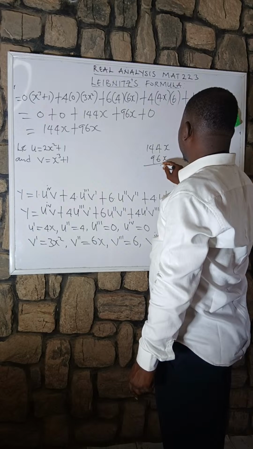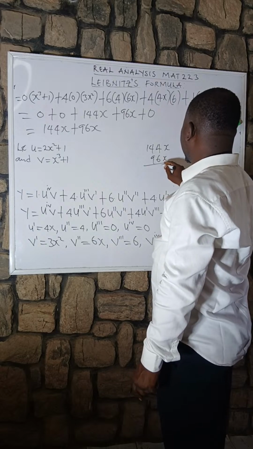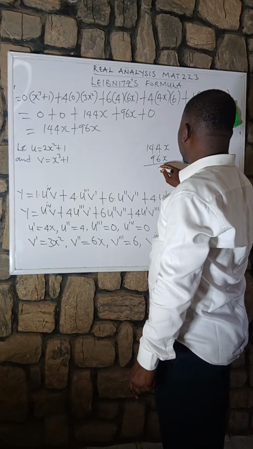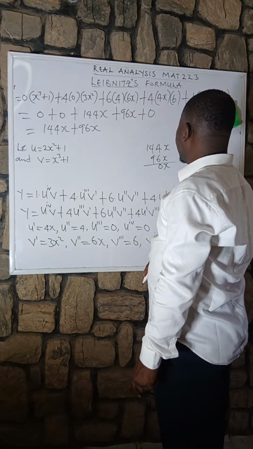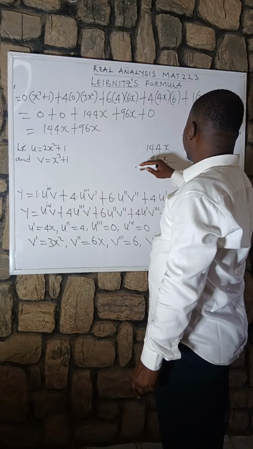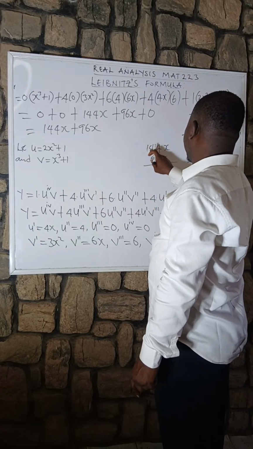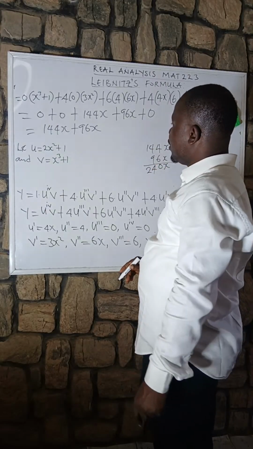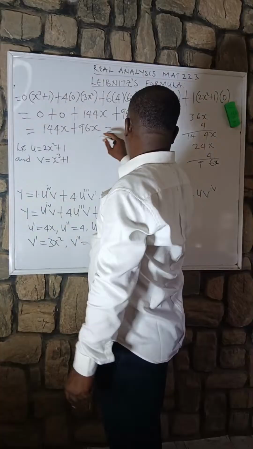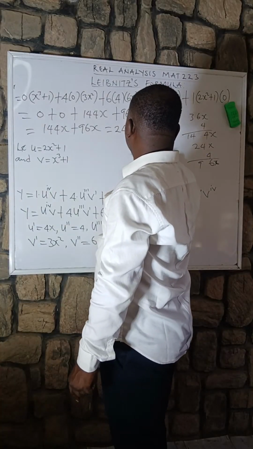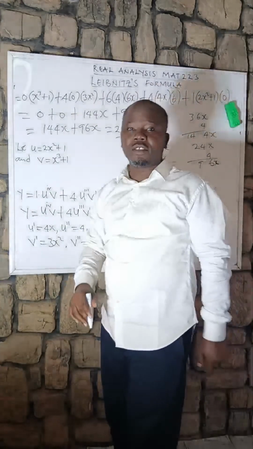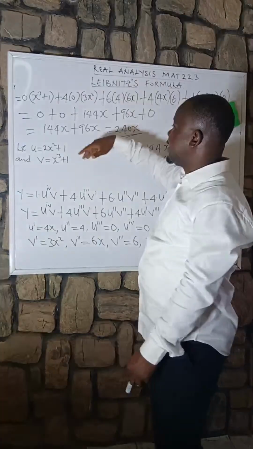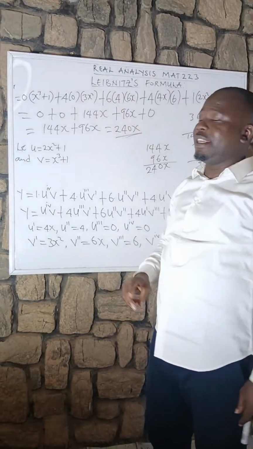Here we are going to have 10x, 10 carry what? 1. So this 15 plus 14, carry 1. So this is 240x. So this is what we are going to have, 240x. So this is how you are going to use Leibniz formula to differentiate any given function.